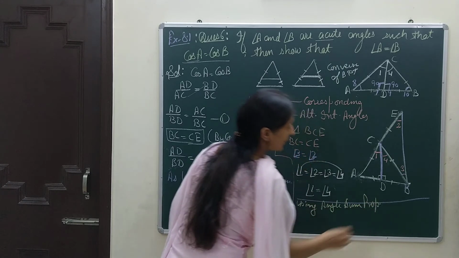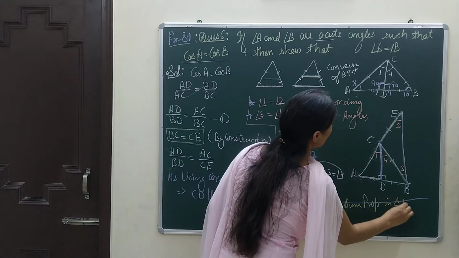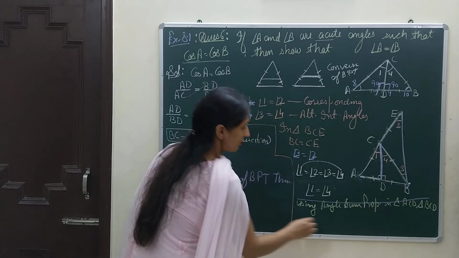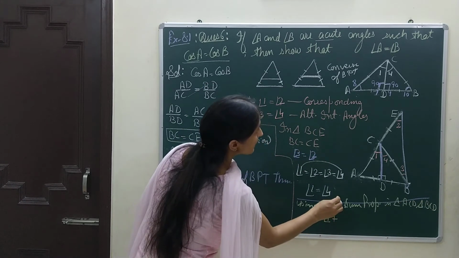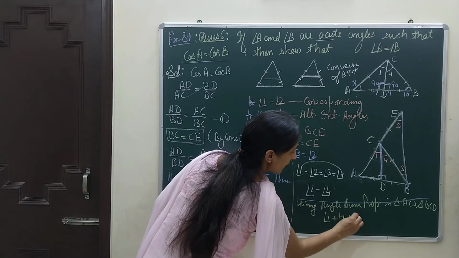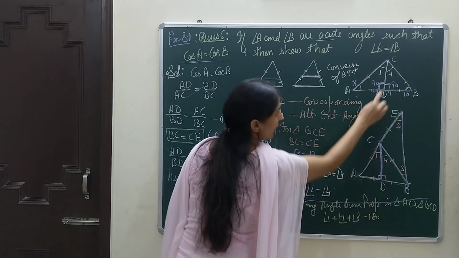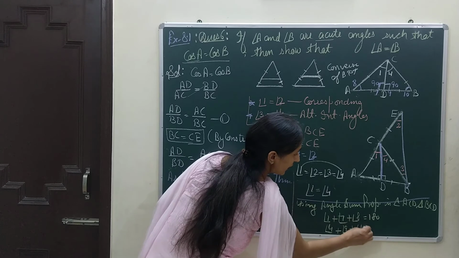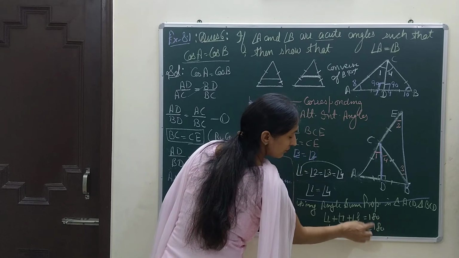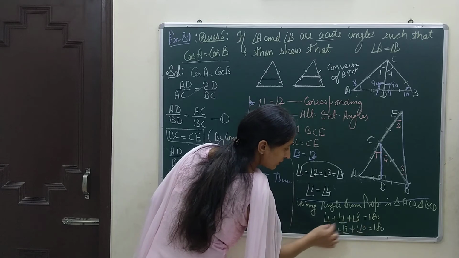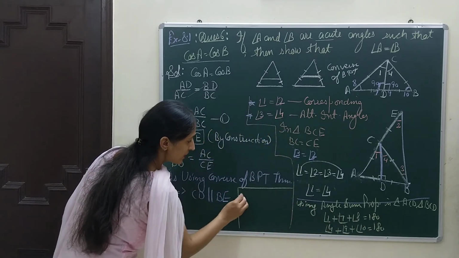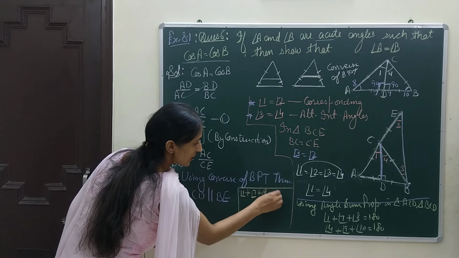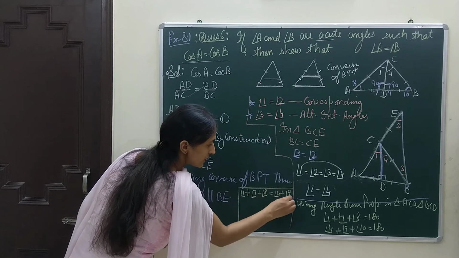Using the angle sum property in both triangles, triangle ACD and triangle BCD, I will write angle 1 plus angle 7 plus angle 8 is equal to 180, and in the other triangle, angle 4 plus angle 9 plus angle 10 is equal to 180. As both right hand sides are 180, we can compare the left hand sides, and we get angle 1 plus 7 plus 8 is equal to 4 plus 9 plus 10.